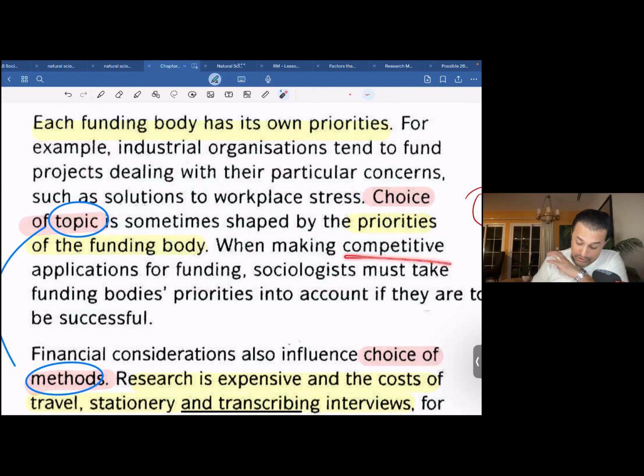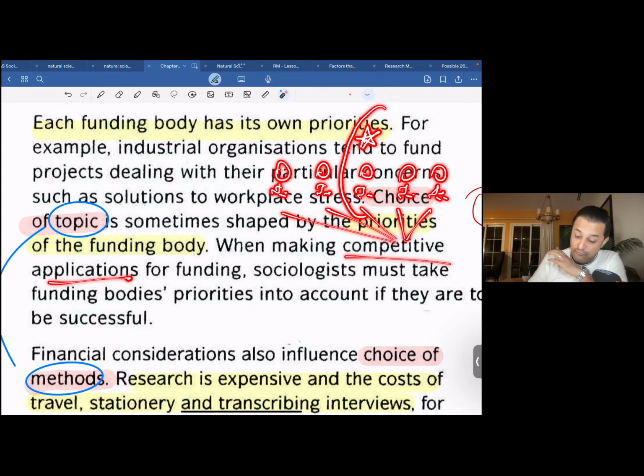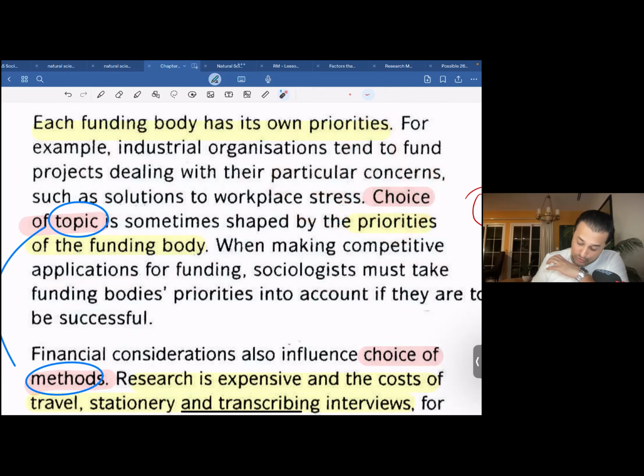When making competitive applications, of course it's not you alone who wants to conduct a research and has applied for a fund. There might be many other researchers too, right? So if it is competitive, if there are many people looking forward to getting funded, of course, the person or the research team whose research topic is in line with the organization that is expected to fund would have more chances of being funded as compared to the rest, right? So sociologists must take funding bodies' priorities into account if they are to be successful in being funded, right?